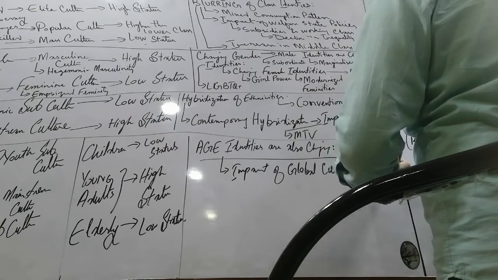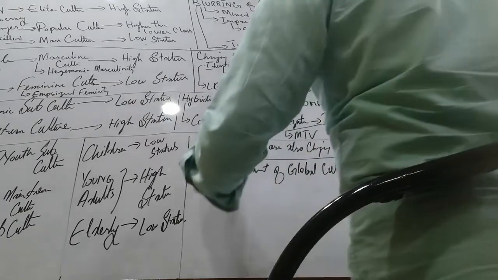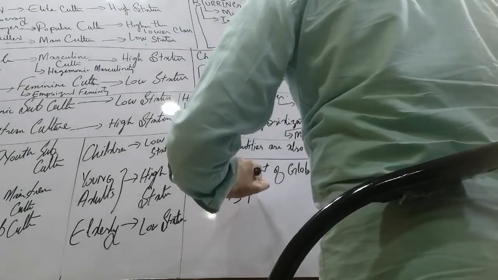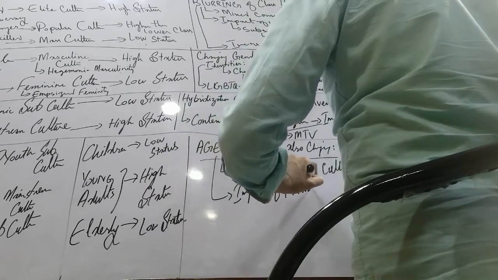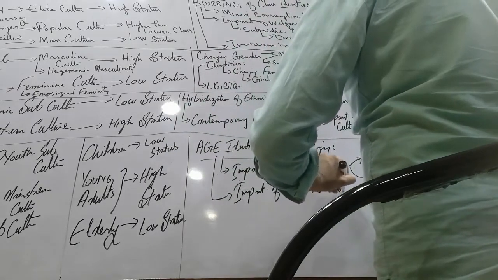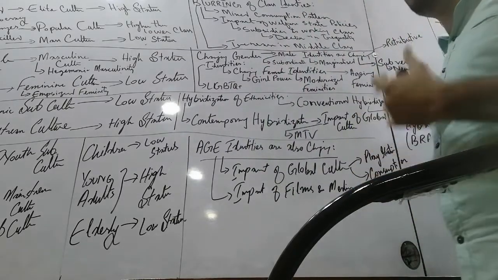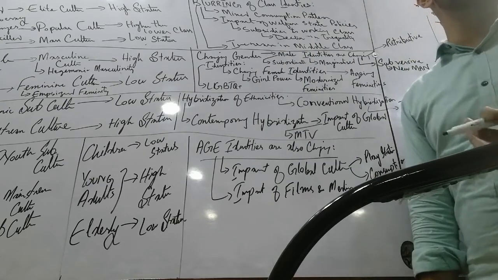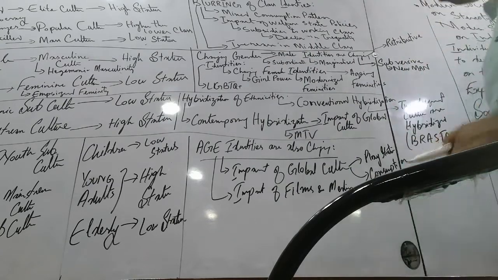Consumption. Impact of films and media. If you talk about children and young individuals, they all have similar role models. They all love Batman, Superman. Got it? So this is more about it.